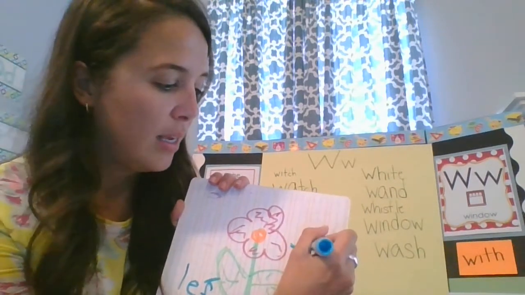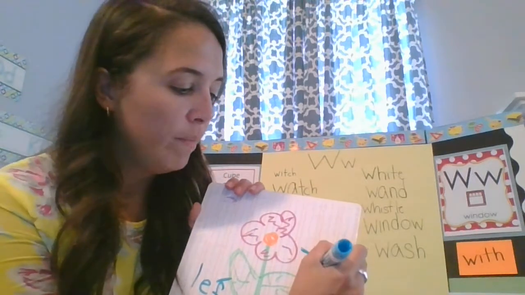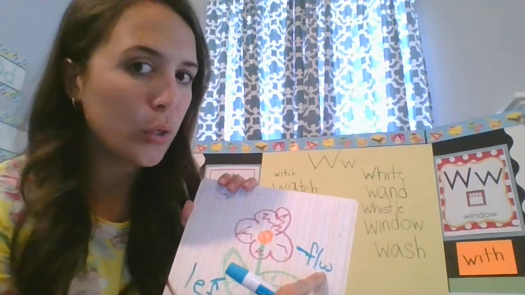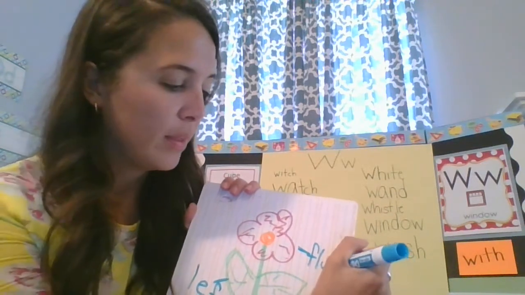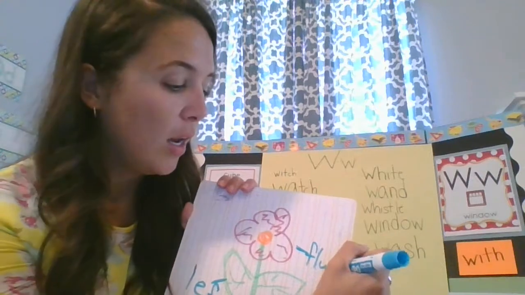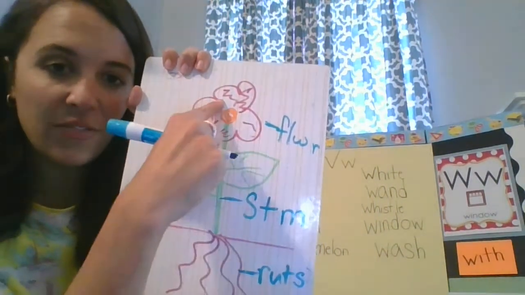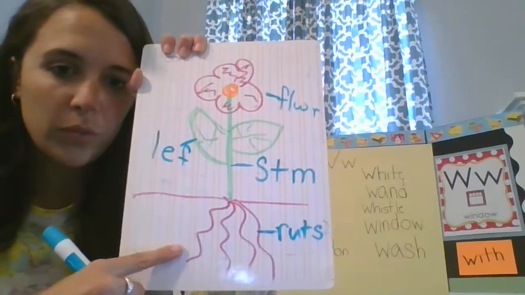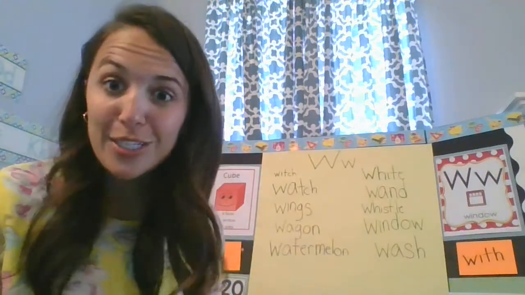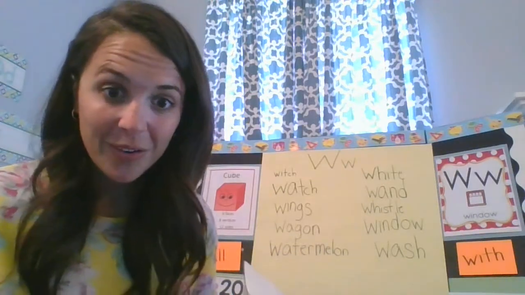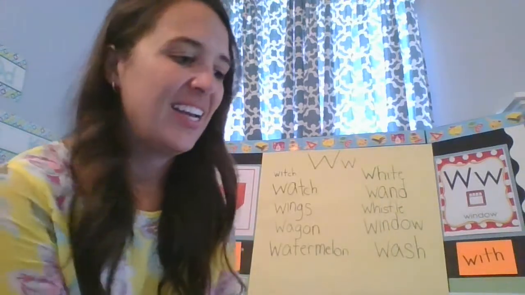L, flower, W, flower, like rabbit. R. So we have roots, stem, leaves and flowers, roots, stem, leaves and flowers. And what do flowers need to grow? Water and sunlight. Good job.